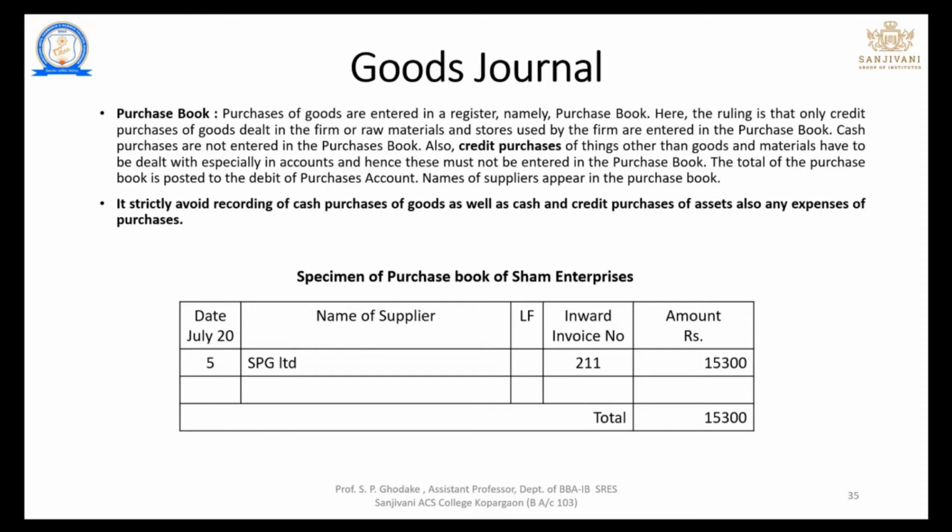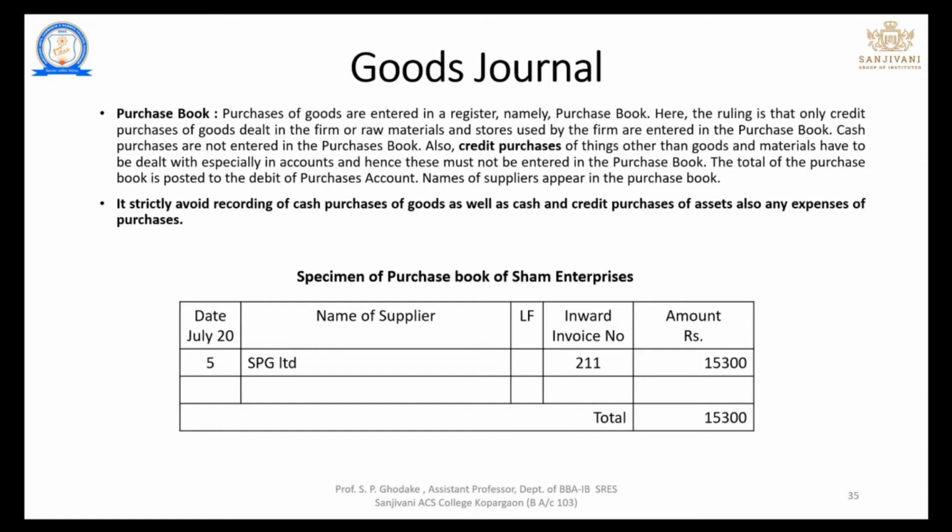So now, as you have been cleared with the meaning of the purchase book, here is a pro forma of the purchase book of Sham Enterprises. Here there are 5 columns. First, the date column, then the name of the supplier, that is, from whom Sham Enterprises purchases the raw material, and there will be an inward invoice number. An invoice is a bill of the raw material which has been purchased from the supplier. He gives the receipt, called an invoice, and the amount of that particular raw material.